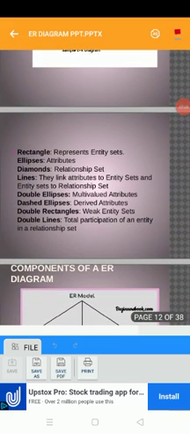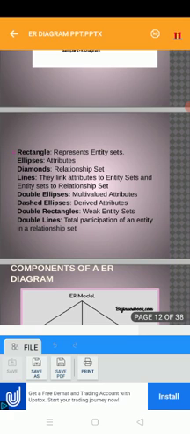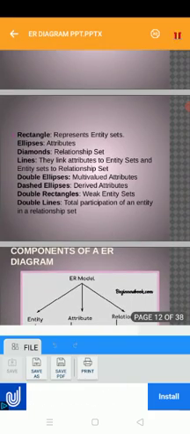Whatever we represent in a rectangle means entity sets. Whatever we represent in an ellipse is called attributes. Whatever we represent in a diamond is a relationship. Whatever links attributes and entity sets is a relationship set. Double ellipse means it is a multi-value attribute. Dashed ellipse is a derived attribute. Double rectangle means weak entity set. Double lines mean it is in a relationship set.